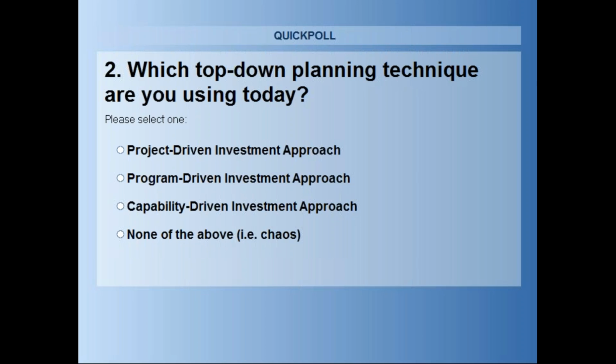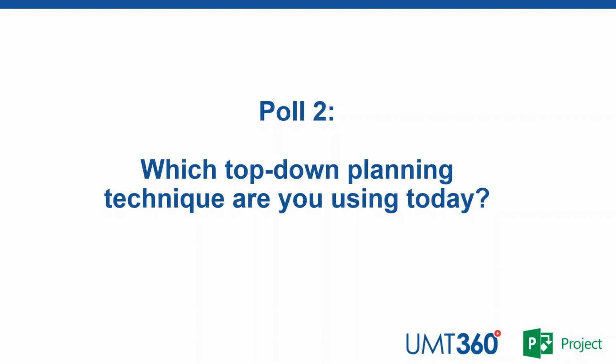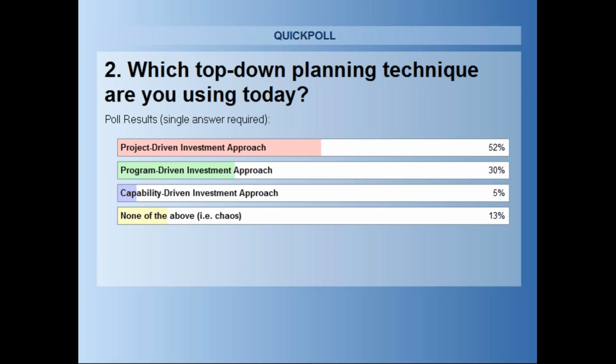Okay, let's close the poll and look at the results. As I said, the most common approach with 52% is project-driven, which we're going to take a look at today, which is great. Often we see organizations operating in kind of a hybrid, so it doesn't surprise me that the next most utilized is the program-driven approach with 30%.